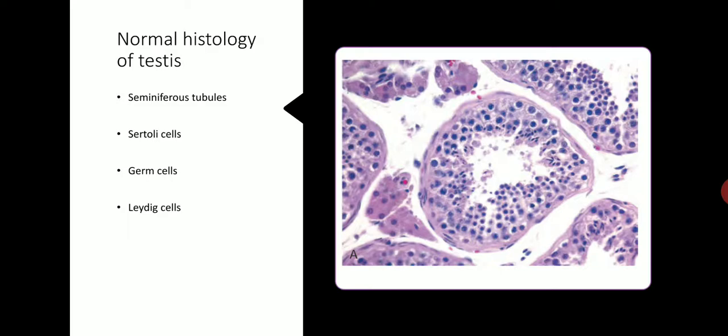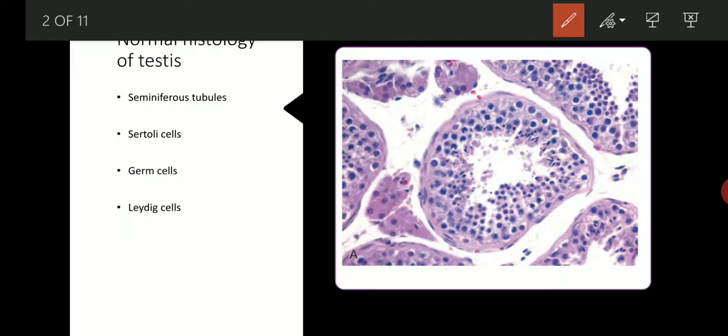Let us recapitulate the normal histology of testis. The testis is composed of numerous seminiferous tubules which are bounded by a basement membrane. Within these tubules, the germ cells are present in various stages of their maturation. The germ cells are supported by cells known as Sertoli cells, which are usually present at the base of the tubule.